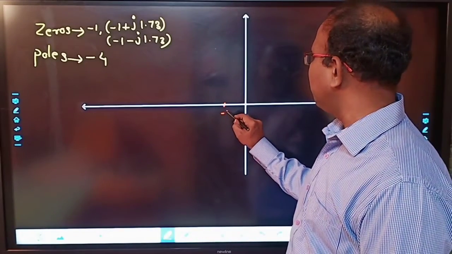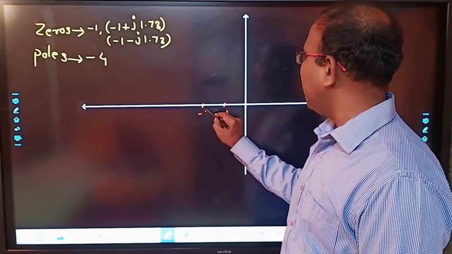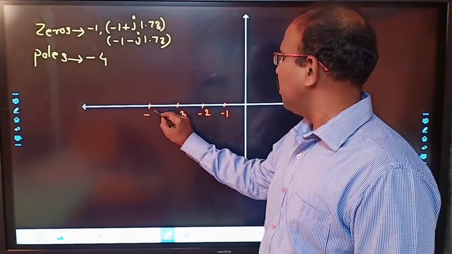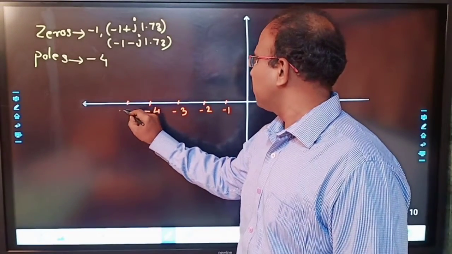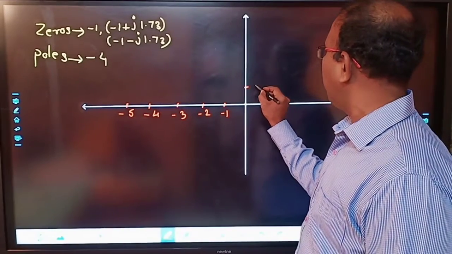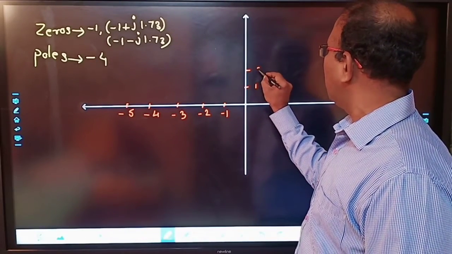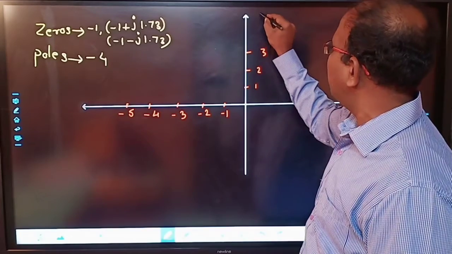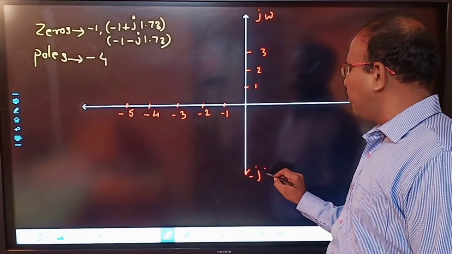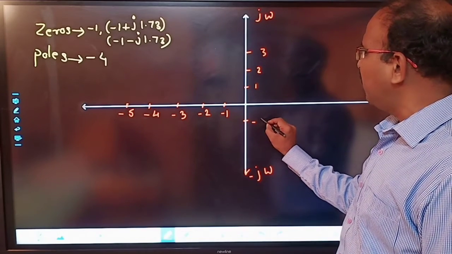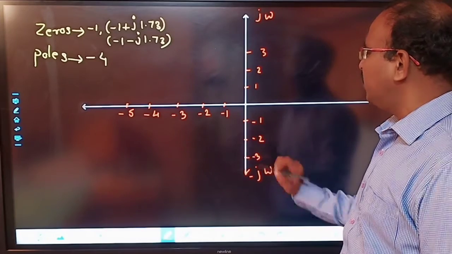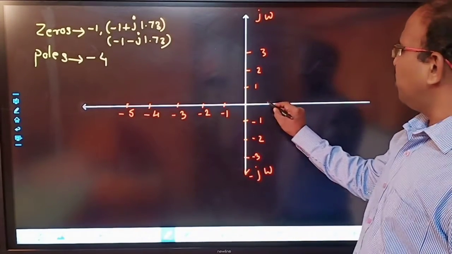This is minus 1, minus 2, minus 3, minus 4, minus 5. J level we have to go till 1j, 2, 3. This is j omega. This side is what? Minus j omega. Again I will repeat same: minus 1j, minus 2j, minus 3j. Okay. Now this side, positive side, we don't want anything.